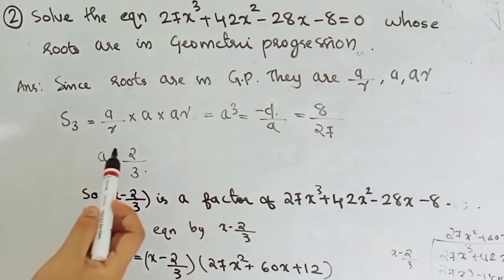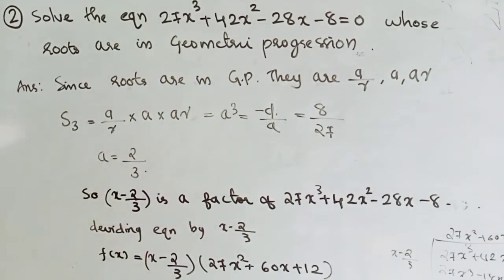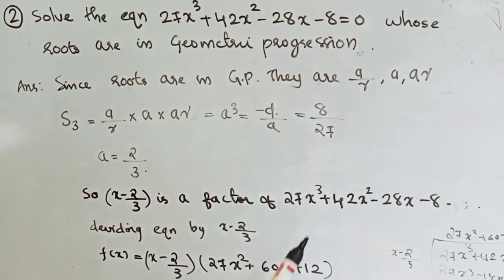Since one root is 2 by 3, we can say that x minus 2 by 3 is a factor of this equation 27x cube plus 42x square minus 20x minus 8. For this equation, x minus 2 by 3 will be a factor, since we have got that a root is 2 by 3, that is a is 2 by 3. So while dividing the equation by this factor, we can get another root. We can simplify this cubic equation into a quadratic equation, right?